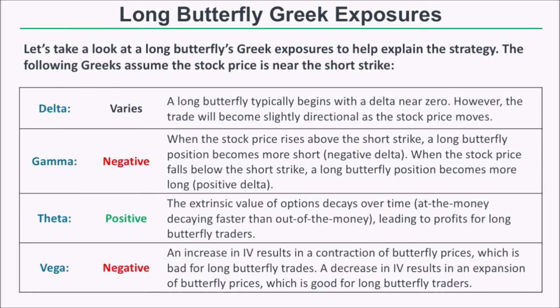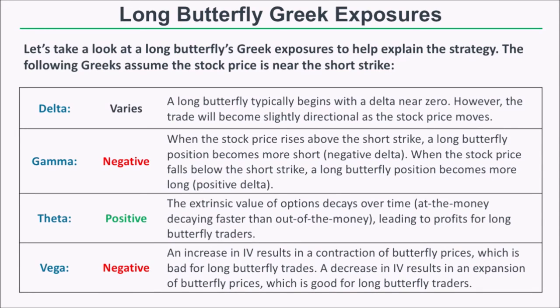Now, in regards to Vega, a long butterfly position has negative Vega. And that's because an increase in implied volatility results in the contraction of a butterfly price, which is bad for long butterfly trades, and a decrease in implied volatility results in an expansion of butterfly prices, which is good for long butterfly traders because you want the price of the spread to increase.